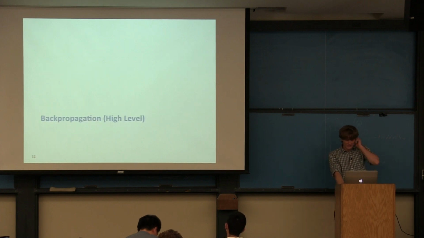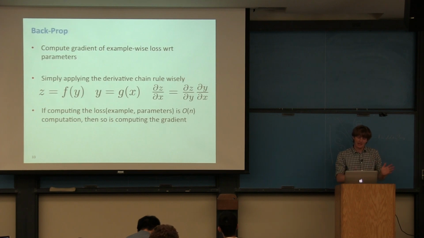If that was a lot of math, I just want to summarize it at a high level again, which is that it's basically just taking gradients with respect to our clearly defined loss function. In general, it'll just be applying the chain rule wisely. And also, if computing your loss given your examples and your parameters is O(n), then so is computing your gradient.